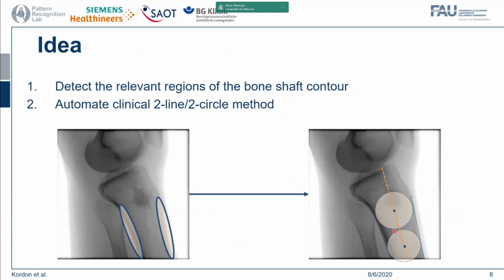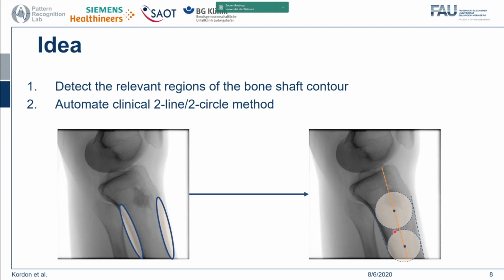So we came up with the following idea. In the first step, we want to detect only the relevant regions of the bone shaft, and especially the bone shaft contour, which is necessary for the axis detection. Then we take this contour and fit two inscribed circles to the resulting lines. By constructing a line through the midpoints of these circles, we can directly derive the anatomical axis.